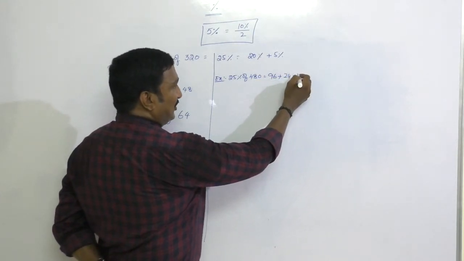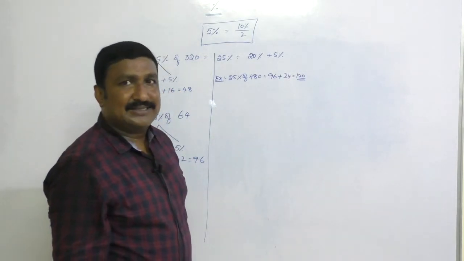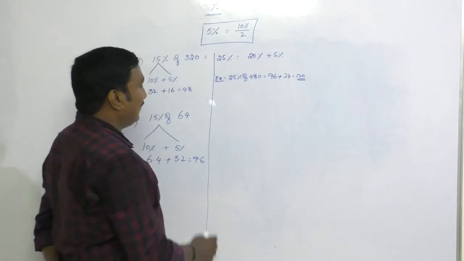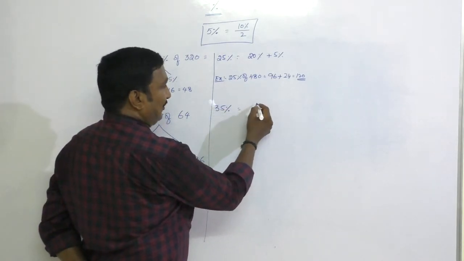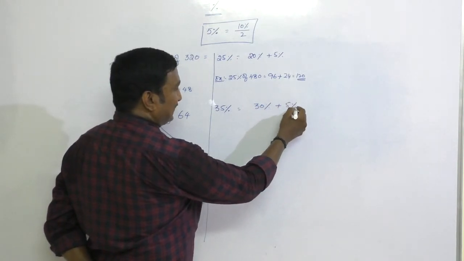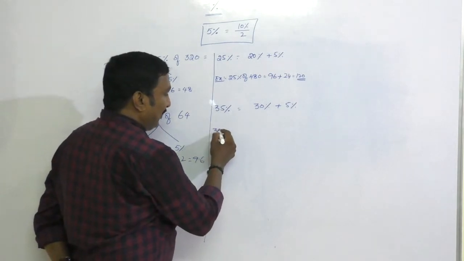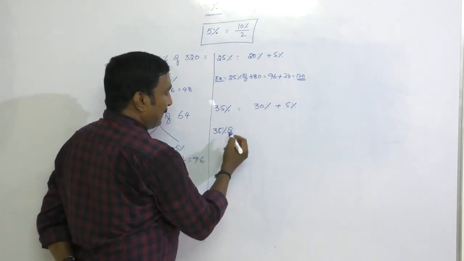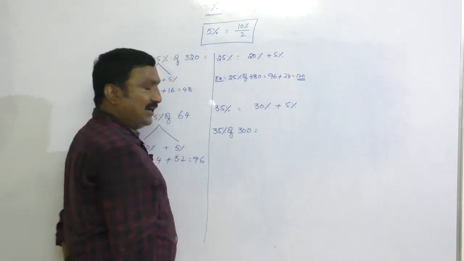24 is equal to how much will come? 120. Okay friends, that is at 25%. Similarly, if I want to calculate 35%, 35% means 30% plus 5%. Okay friends, for example, 35% of 300.